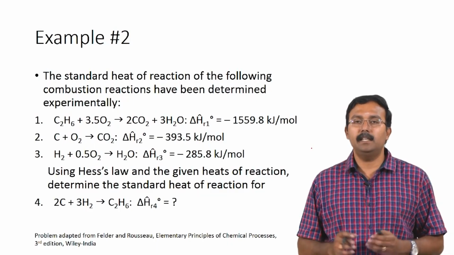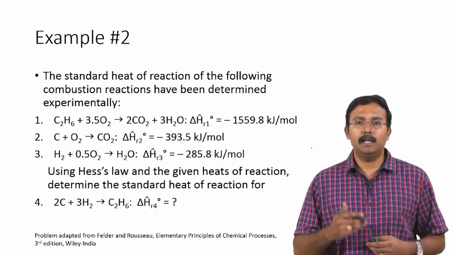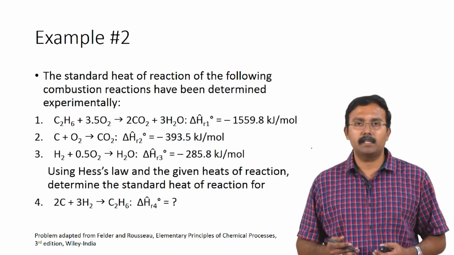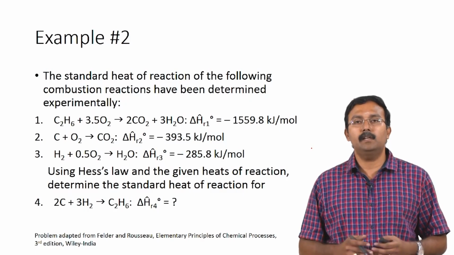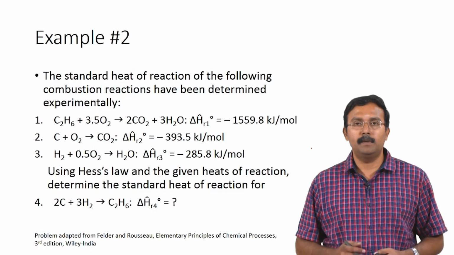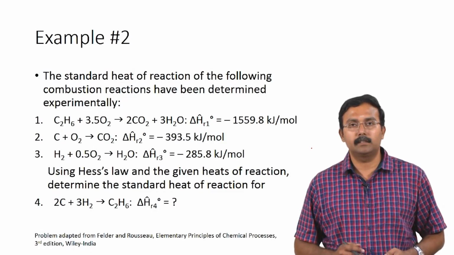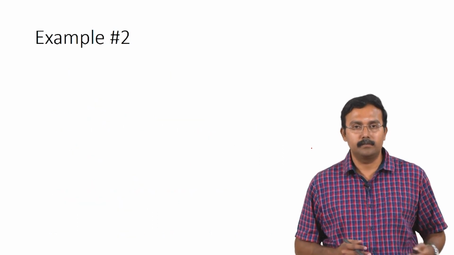Carbon and hydrogen directly reacting to form a hydrocarbon is not going to happen. However, the other reactions are all simple combustion reactions which could easily be carried out in a bomb calorimeter and you can measure the heat of reactions. So, that is what has been done. Now, our goal is to calculate the heat of reaction for the fourth reaction. How do we go about doing this?